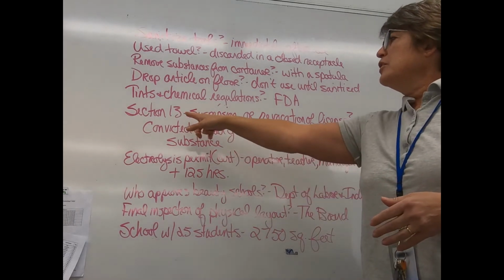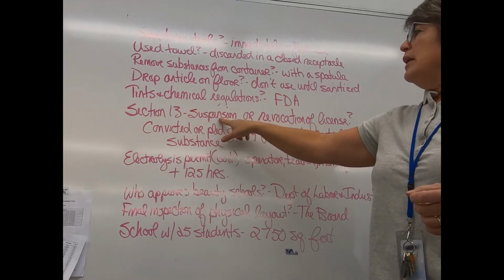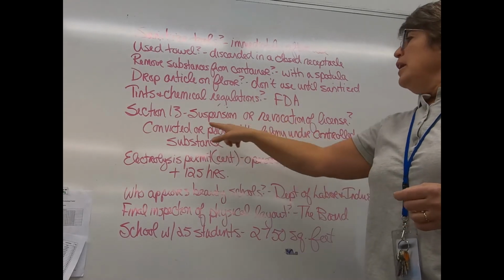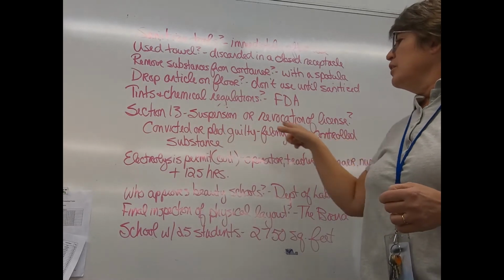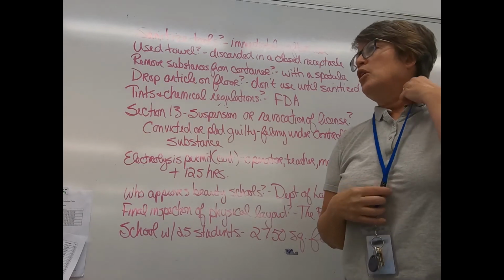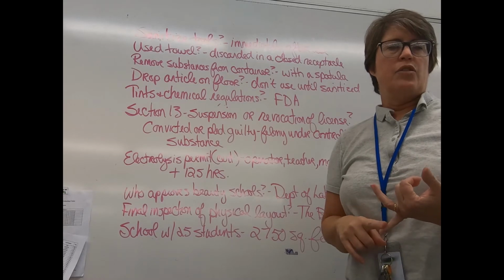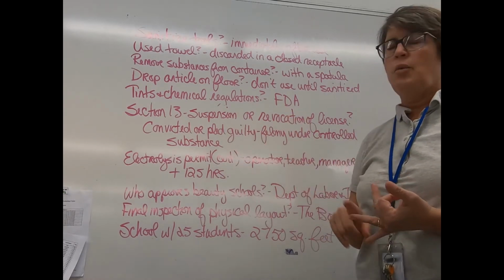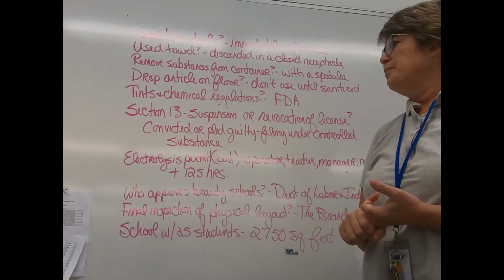All right, section 13 under the state board. You can have your license suspended or revoked if you're convicted or you plead guilty to a felony under the Controlled Substance Act. So I'm going to say if you get a felony for any kind of drug conviction, okay, they can suspend or take away your license. So you're convicted or you plead guilty.